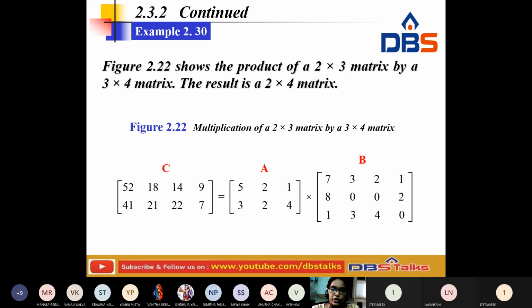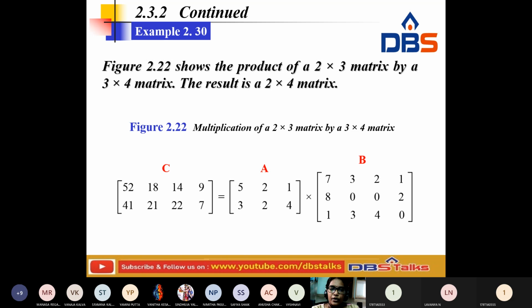9 plus 0 plus 4 into 3 is 12. 12 plus 9 how much? 21. Next we have to multiply this row with this column. 3 into 2 is 6, 2 into 0 is 0, 6 plus 0 plus 16. The result will become 22. Next 3 into 1 is 3, plus 2 into 2 is 4, 3 plus 4 plus 0. It will become 7.